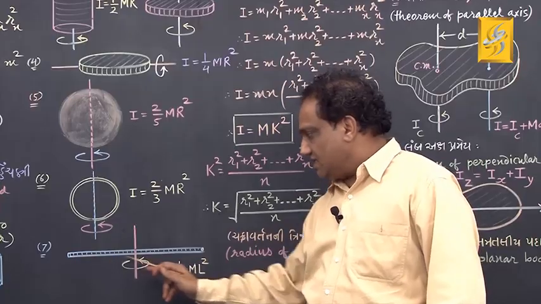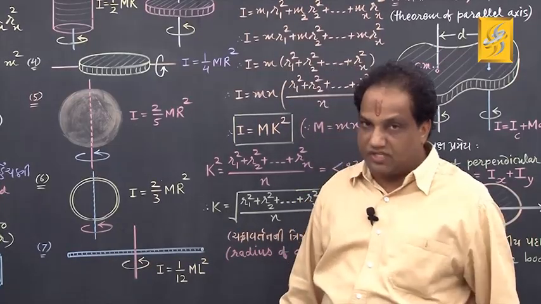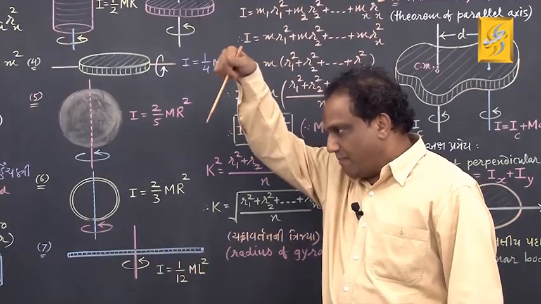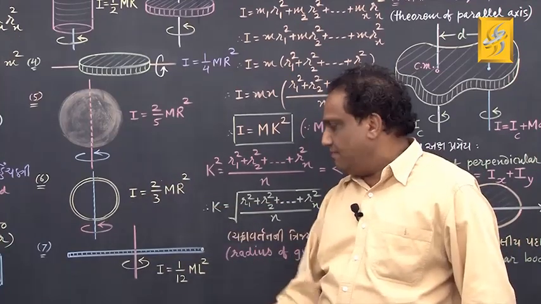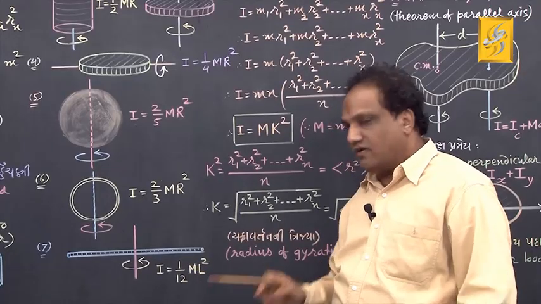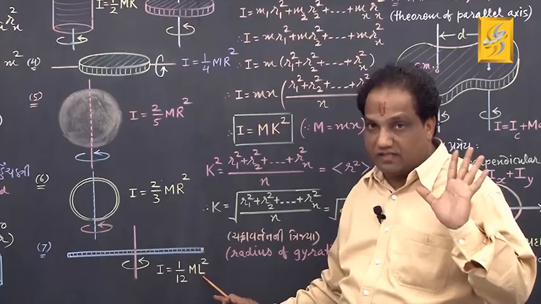Now consider this as an extremely thin straight rod having uniform linear density of mass. When it rotates about an axis perpendicular to its length and passing through its center, its moment of inertia is 1 by 12 ml square, where m is mass, l is length.